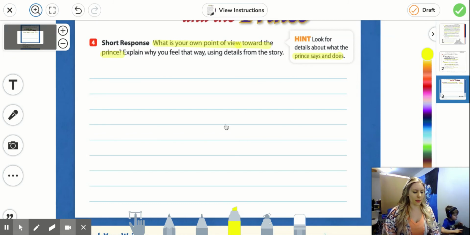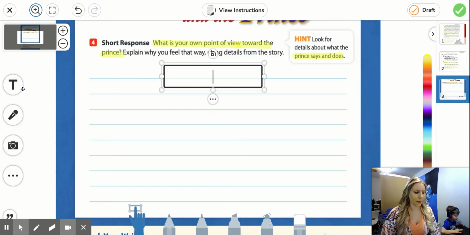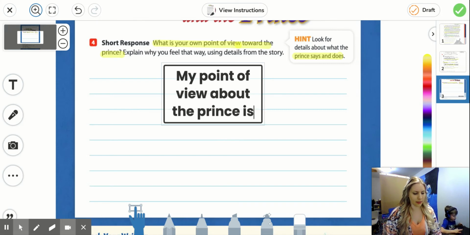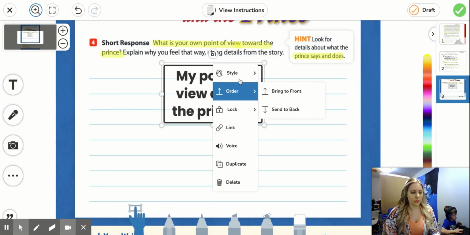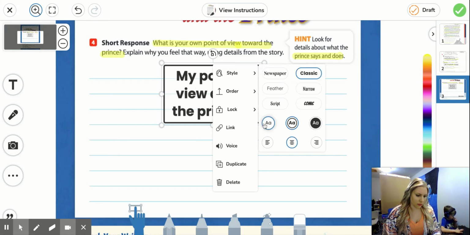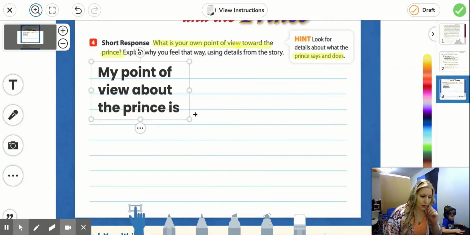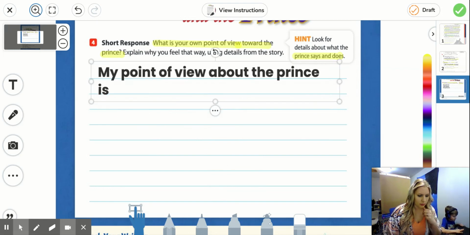So you're going to start out by typing, my point of view about the prince is. Yep. It looks terrible. Use the text tool. My point of view about the prince is. But they write it. I want to write it too. Yeah, but buddy, it's just easier to use the text tool.